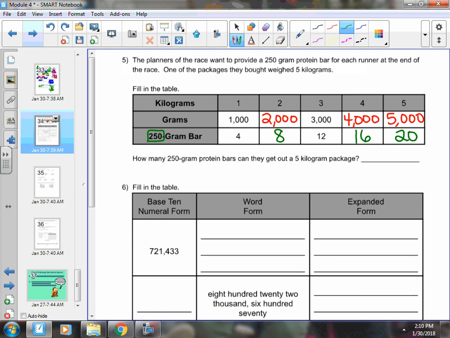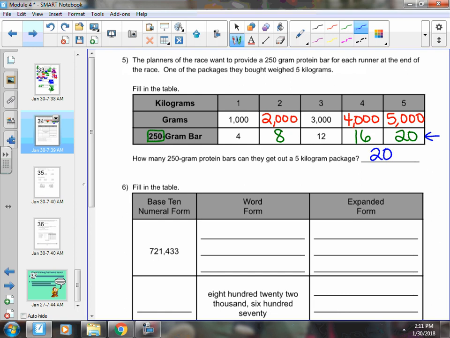Just like that. So if we look at our question, our answer is right in the table. How many 250-gram protein bars, how many groups of 250 can we get out of a 5-kilogram package? The answer is right there, 20 of them.